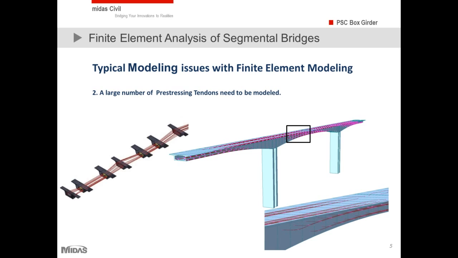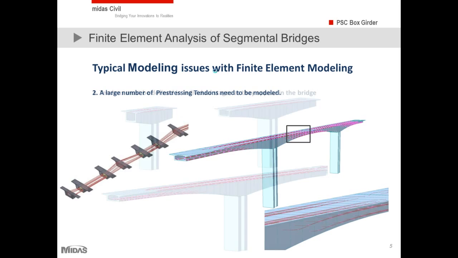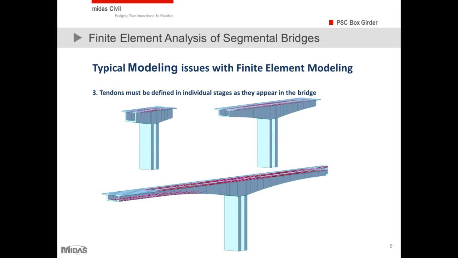And this bridge is straight here. If we have a curve in the bridge, which generally is the case, we need to make the tendons along the curve, which is again a very tedious task. So defining a large number of pre-stressing tendons and modeling them requires a lot of effort and time. Now, since we know that these bridges are constructed in several stages, we need to have different tendons in different stages, and hence we need to define these tendons in individual stages. And again, it's a tedious task.